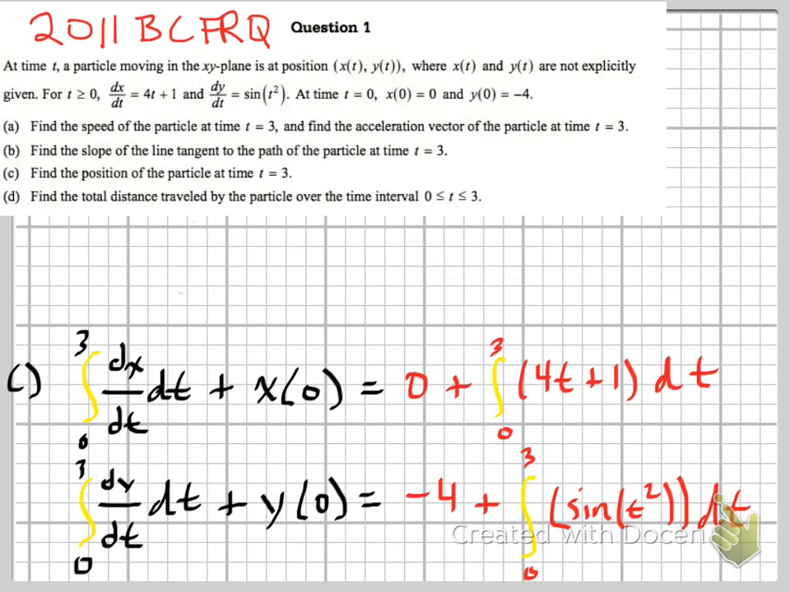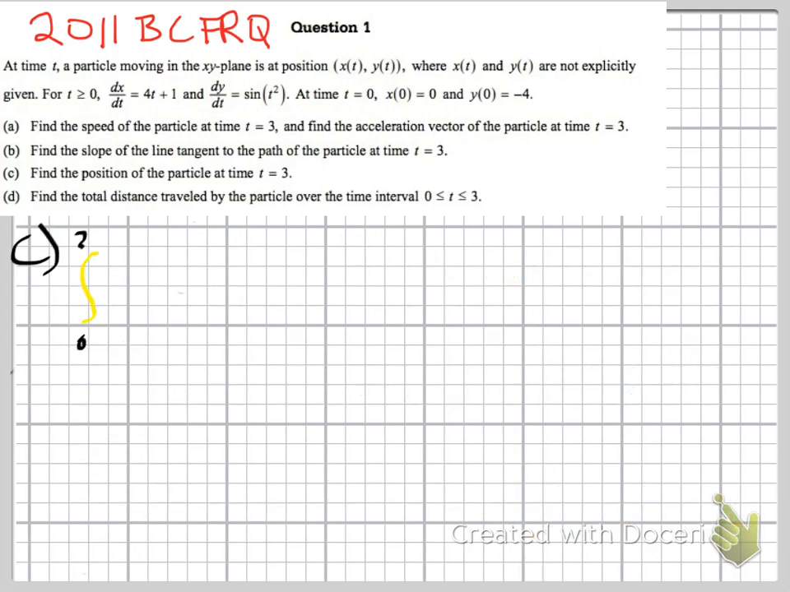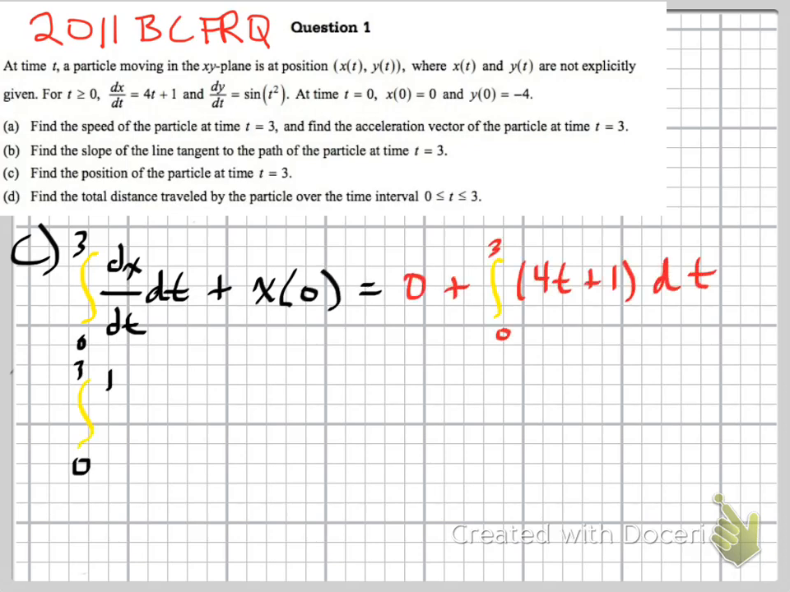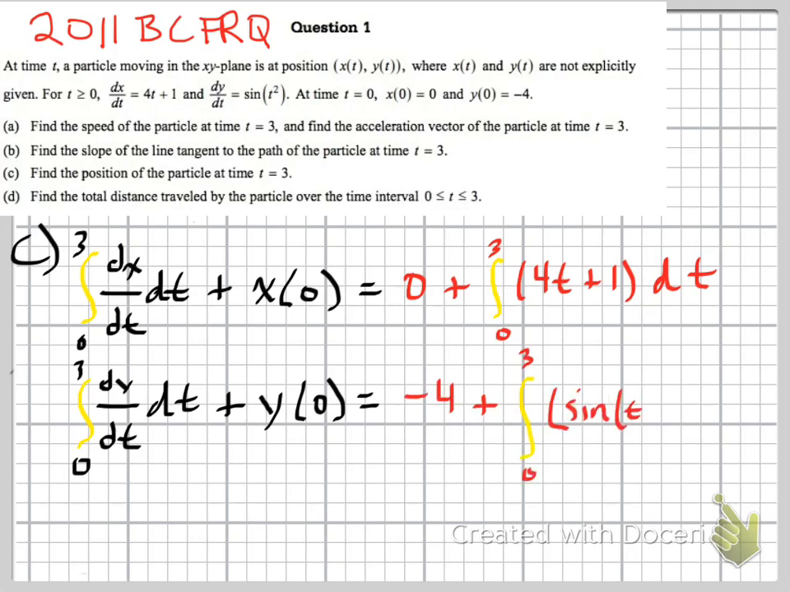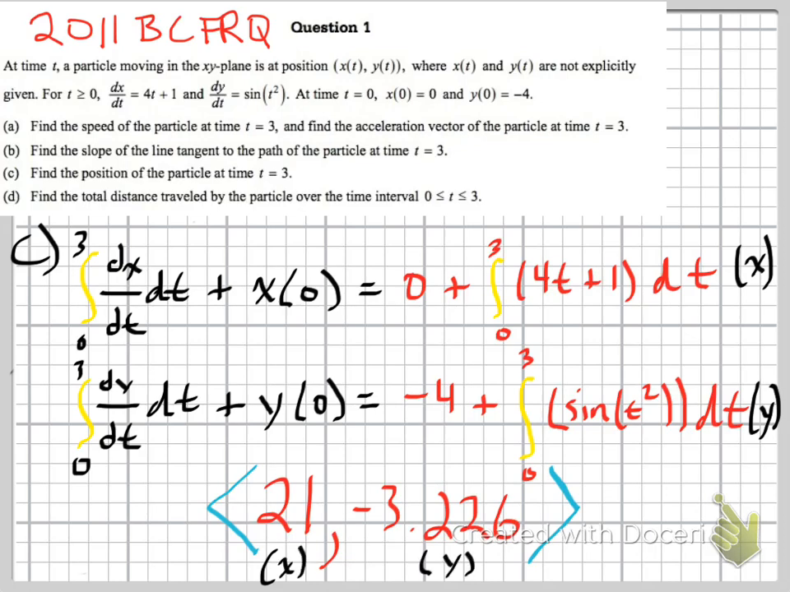Now let me just rewrite it at the top for you to see once again. Of course, this is a calculator problem, so you can evaluate these integrals on your own, and by doing so you get 21 comma negative 3.226. That's expressed in vector form because it is position.